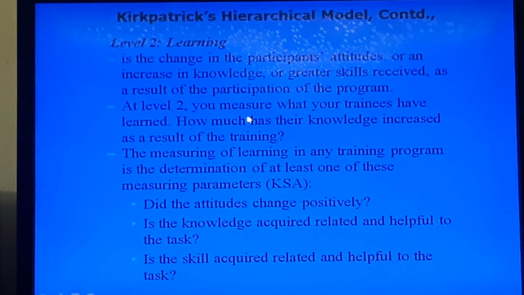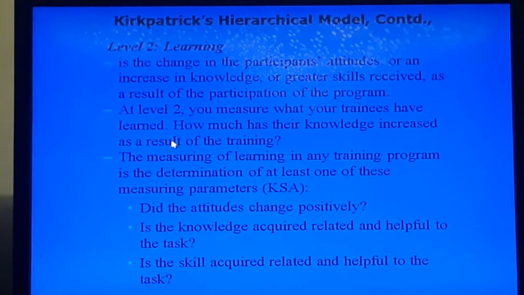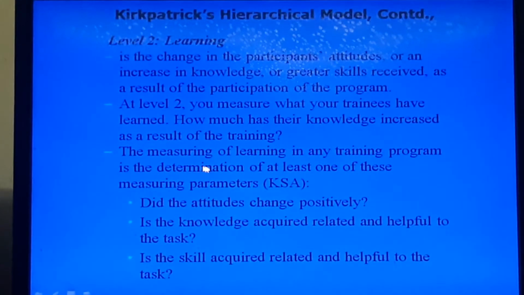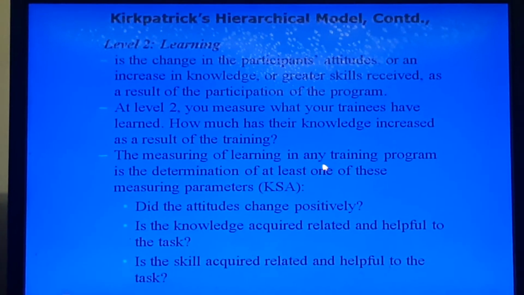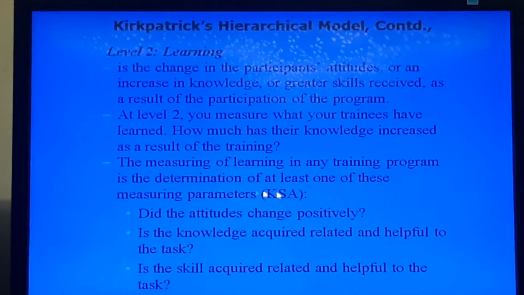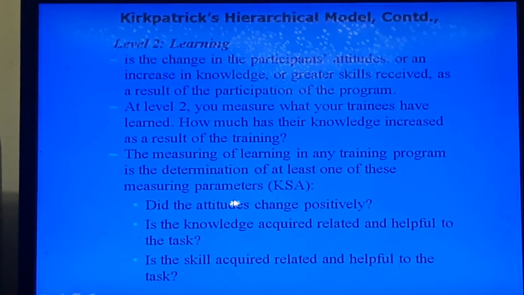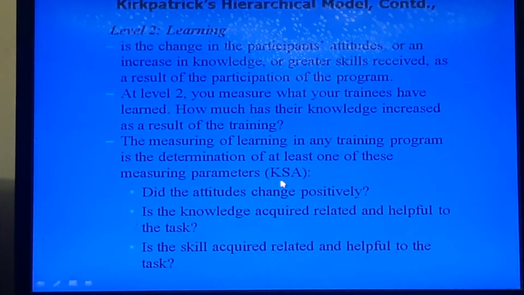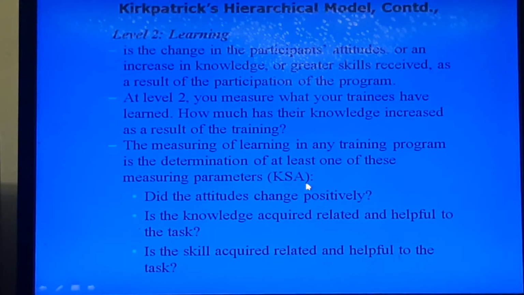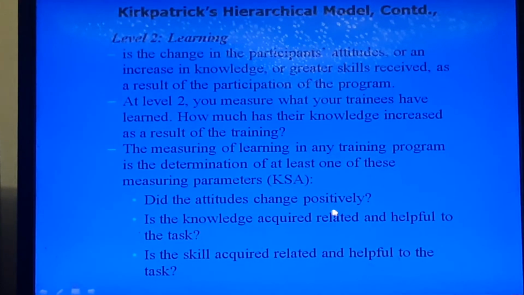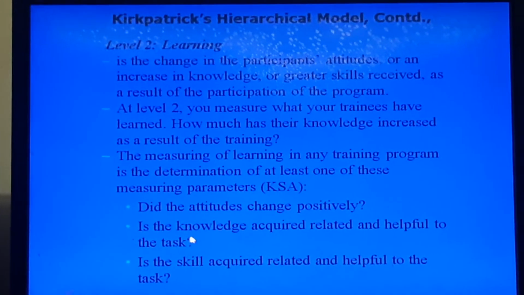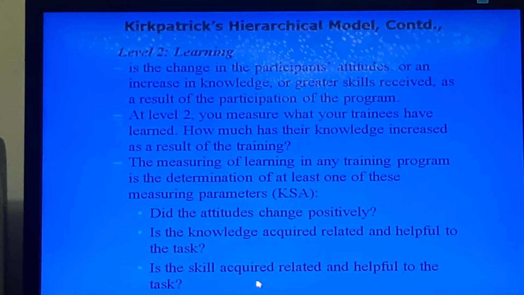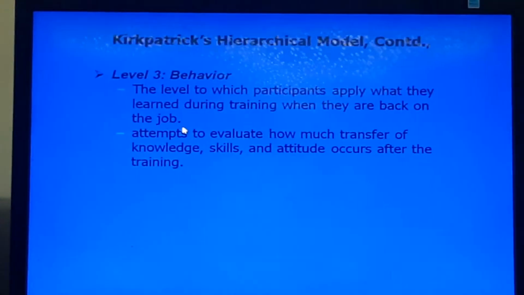At level 2, you measure what your trainees have learned. How much has their knowledge increased as a result of the training? The measuring of learning in any training program is the determination of at least one of these measuring parameters, what we can say KSA: knowledge, skill, and attitudes. Did the attitudes change positively by training? Is the knowledge acquired related and helpful to the task? And is the skill acquired related and helpful to the task?